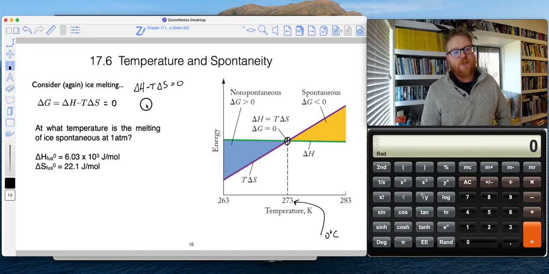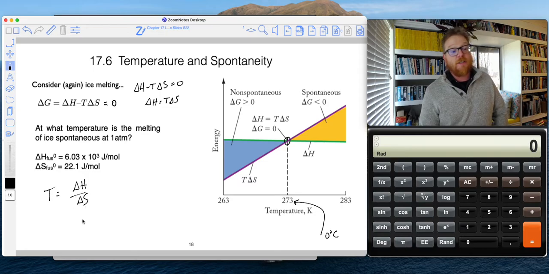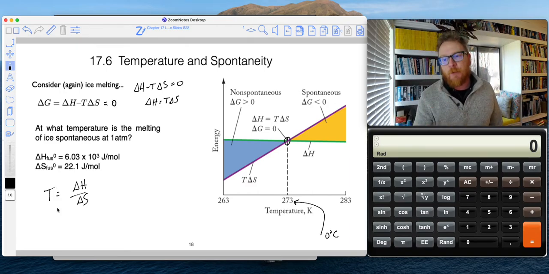The way I would do that is I could add this T delta S over to this side, right? And now I'm going to divide both sides by delta S, and I get a really important relationship: temperature equals delta H divided by delta S. And this temperature is specifically the temperature at which any process will become spontaneous.